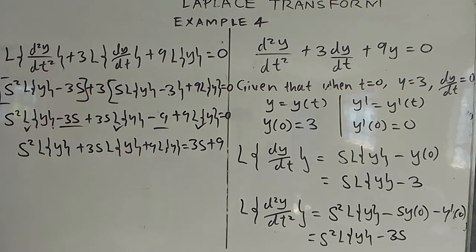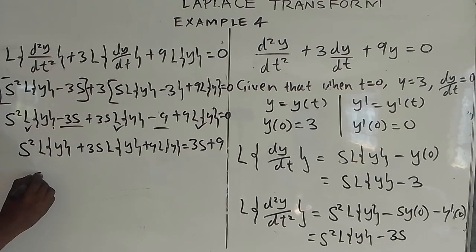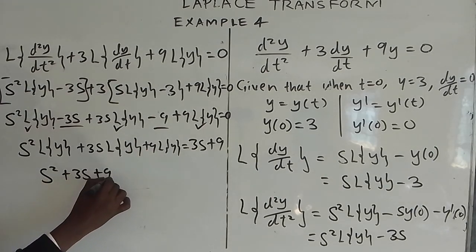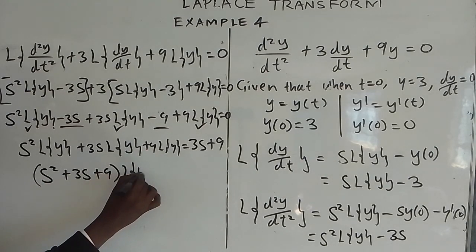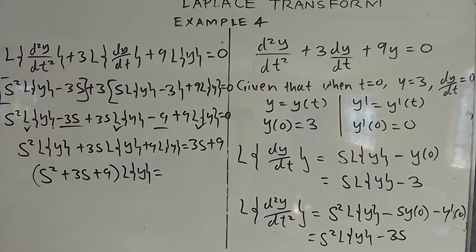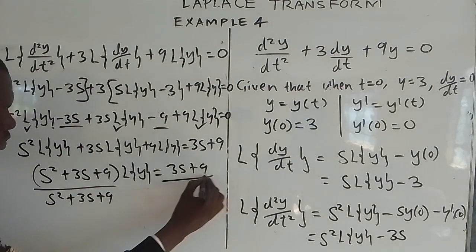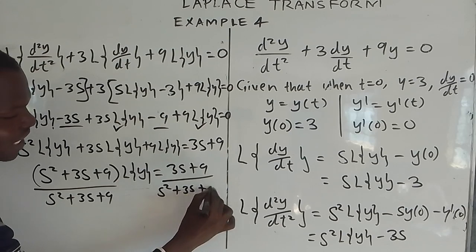isn't it? So if you factor it out, what will you remain with inside? Here you remain with s squared plus 3s plus 9. Then all these are sharing the same coefficient, Laplace transform of y, isn't it? So be equals to, on the other side we have 3s plus 9, isn't it? Then for you to get Laplace transform y, you must divide both sides of the equation with this coefficient, isn't it? Meaning we divide both sides of the equation by s squared plus 3s plus 9, isn't it? You divide both sides of the equation by s squared plus 3s plus 9.